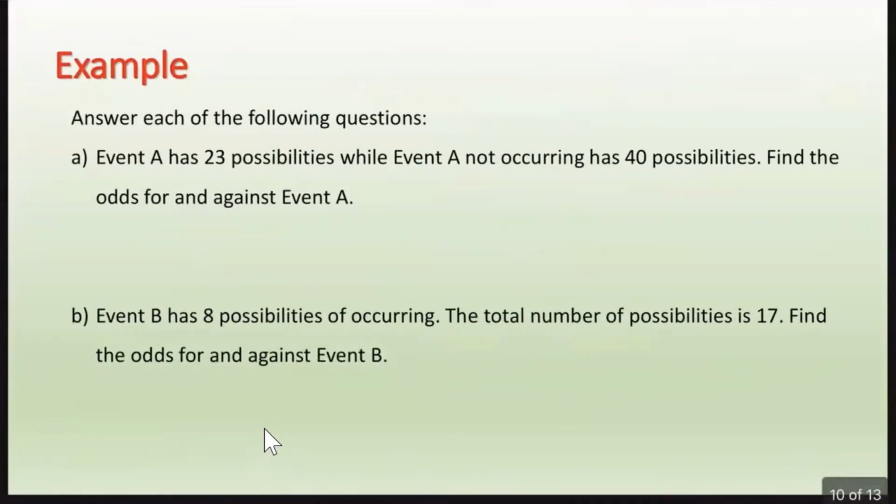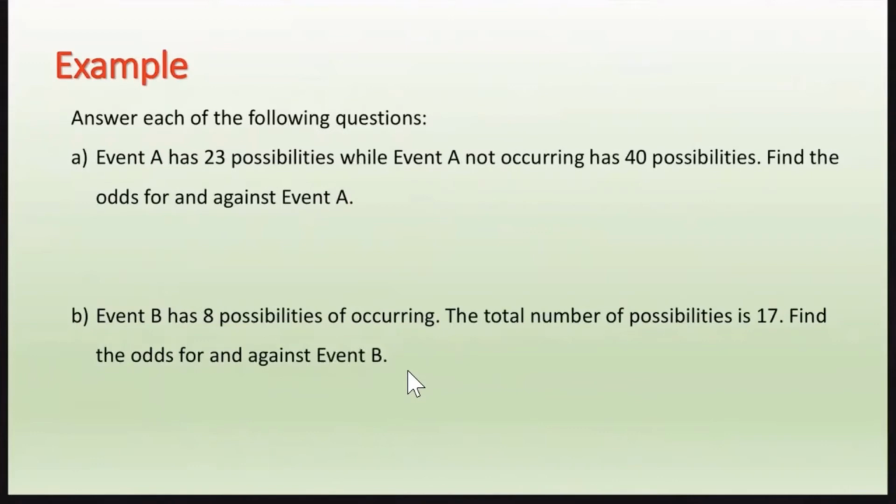Next example. In these two examples, you can see event A has 23 possibilities, while event A not occurring has 40 possibilities. Okay. Find the odds for and against A. So here we are calculating the odds for and against A. And in the second one, we are also calculating the odds for and against B.